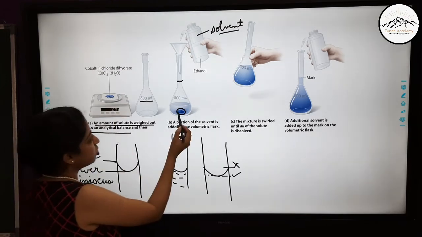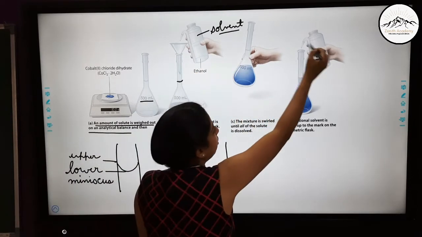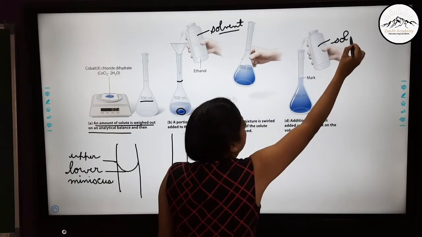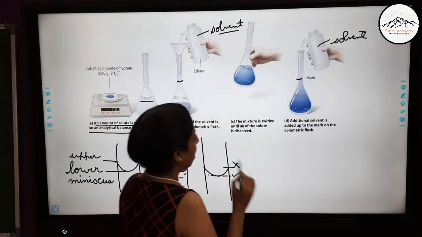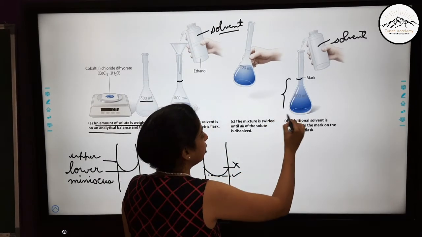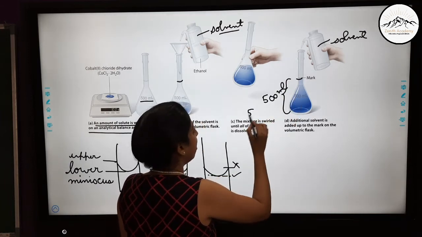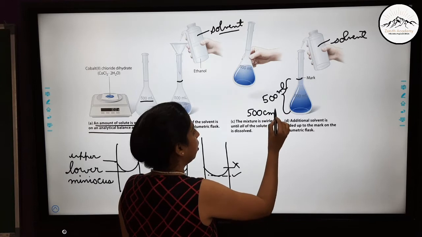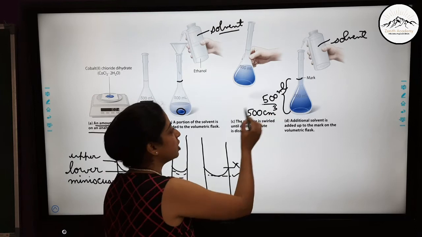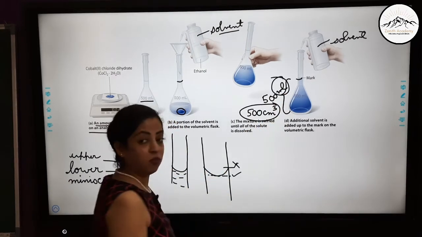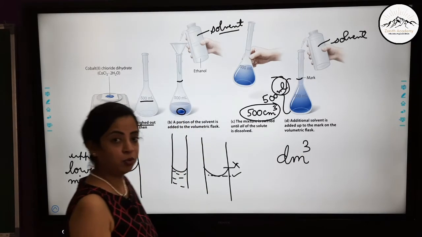So we have added the solute, then we add a small amount of solvent first and mix, and then keep on adding the solvent till it reaches the mark. Now our solution is 500 ml, or we can say 500 centimeter cube. But for our studies we will not use centimeter cube or milliliter, we need it in decimeter cube. Now let's see how to do that.